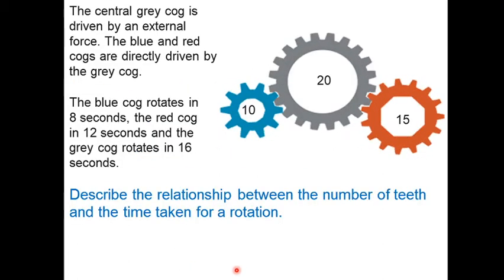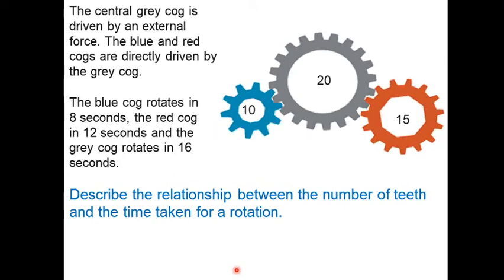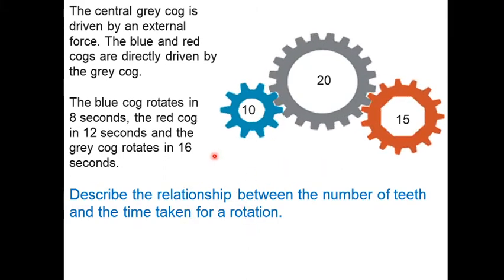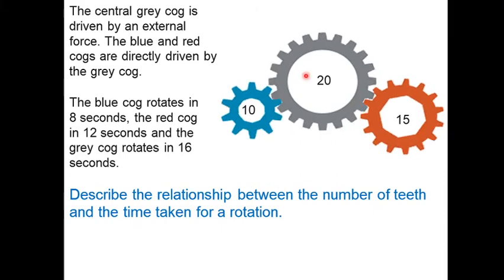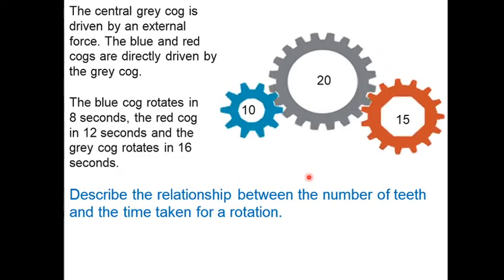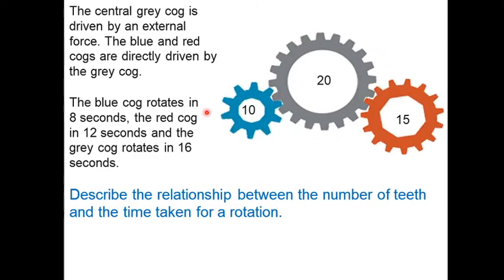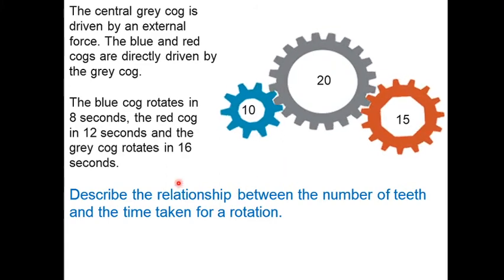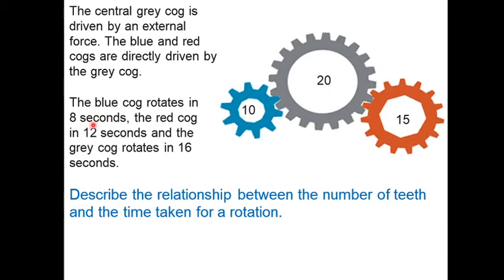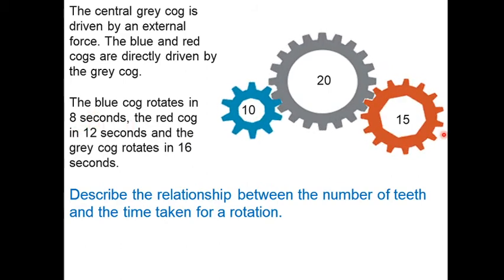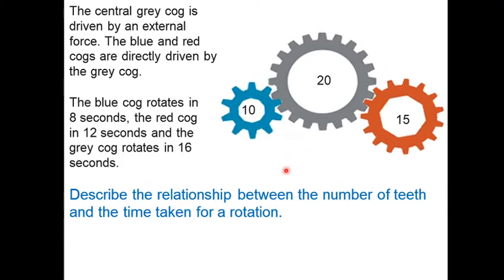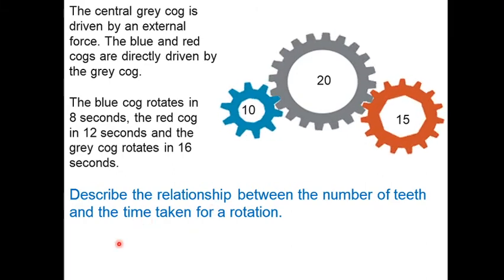This slide is looking at speed, or time taken to rotate, compared with the number of teeth. We're looking at 3 gears operating together. The central cog is being driven by an external force, so it could be somebody pedalling or a water mill, and the blue and red cogs, the 10 and the 15, are being driven by the 20 in the middle, just in case you're not very good at seeing colour. The blue cog takes 8 seconds to rotate, the red takes 12, and the middle cog takes 16 seconds. Describe the relationship between the number of teeth and the time taken.